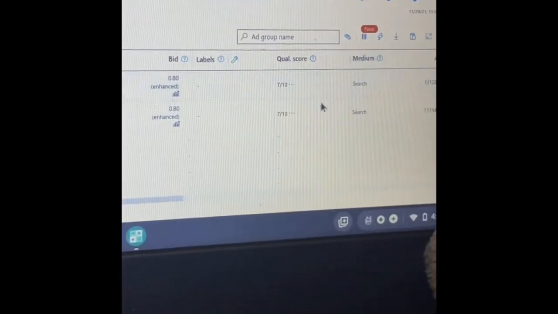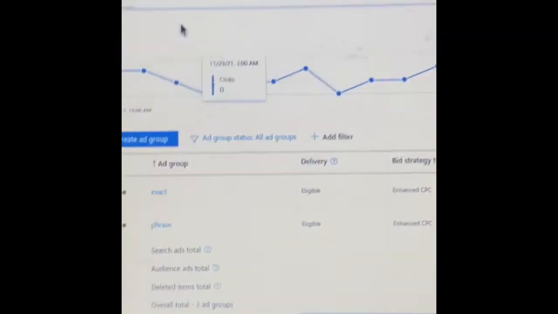Go back to the ad groups, get my bids. Bidding at 80 cents per click. Quality score about 70%. Not too bad. We can increase that though. Budget every day, $300 per day.